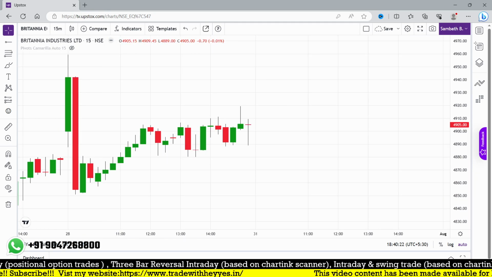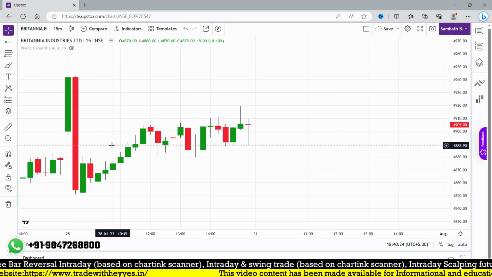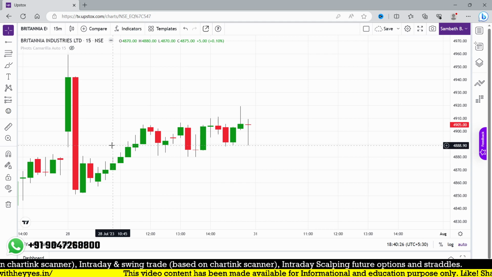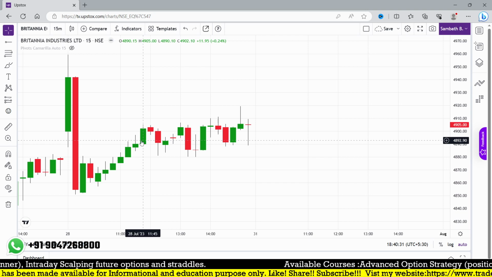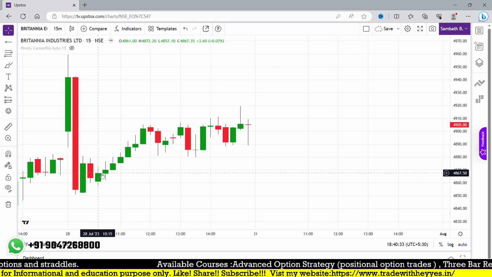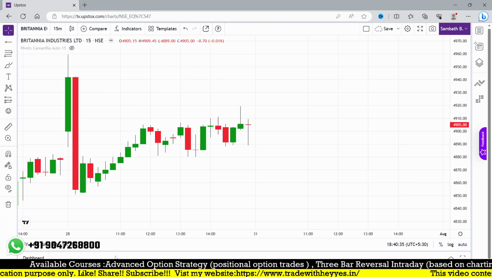Okay, so this is one of the charting scanners which we can create for 15 minute trend reversal. Maybe at this point of 10:45, for the next 15 minutes the market will go high. So maybe we can use it as a 15 minute breakout scanner.